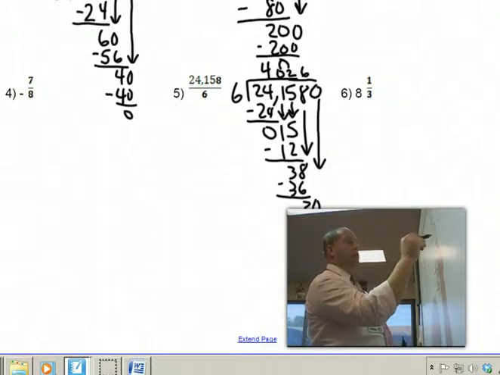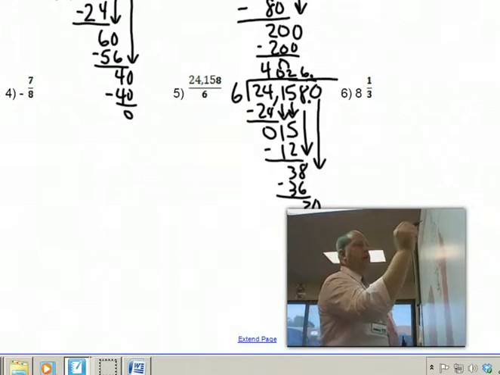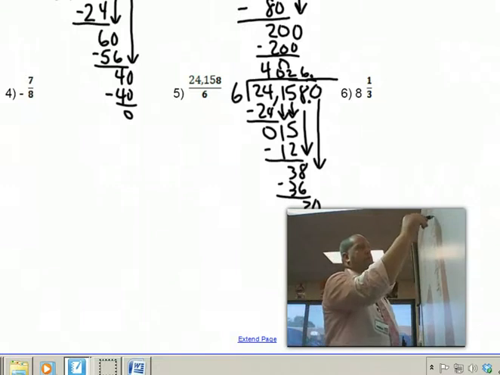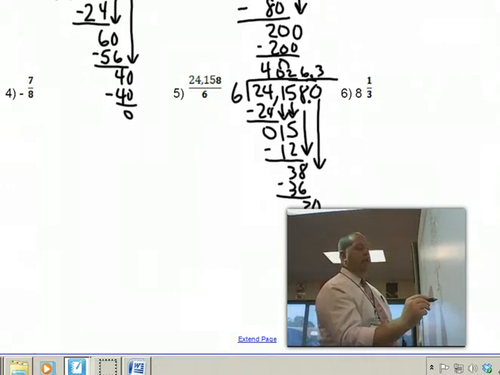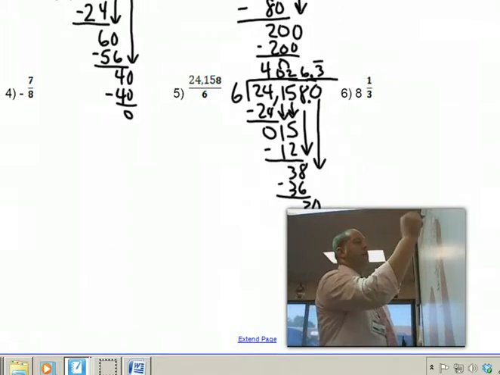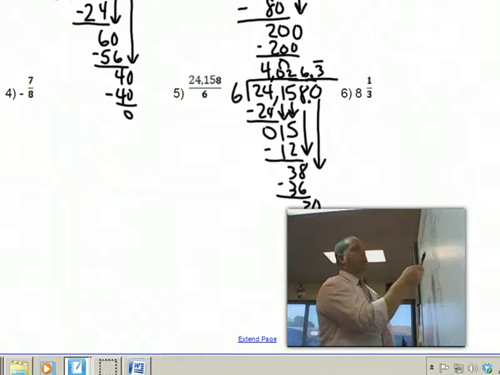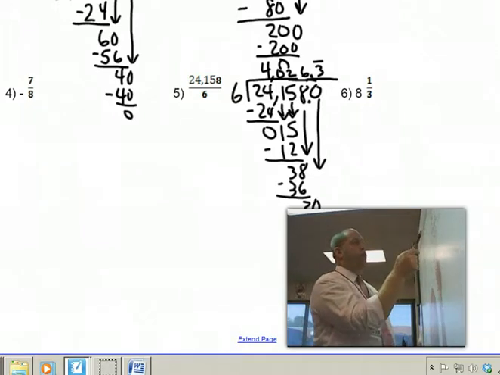So my decimal is going to be here because that's where I added that 0. Sorry. So I bring it up and I'm going to continue this on. So 6 into 20 is 3 times. That's 18. And you're going to notice that when I start subtracting this, I keep getting 2 for the answer. So this means the 3 repeats. So 24,158 over 6 is 4,026.3 repeating.